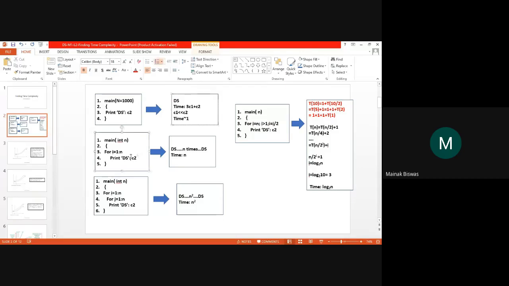Now in this program, it will run a maximum of n times. This one will run a maximum of n square times, and this one will run a maximum of log base 2 of n times. Whenever we say maximum, we can say that is the worst case time complexity. The program will not run more than the worst case, so there is an upper bound to this. What is this upper bound?